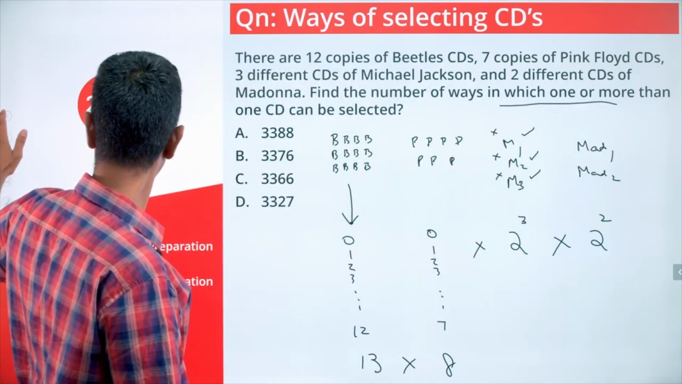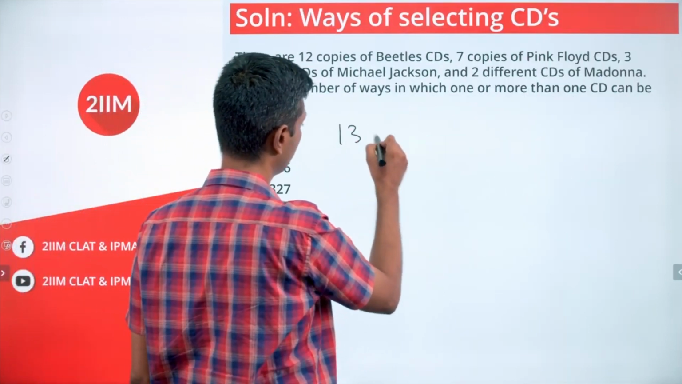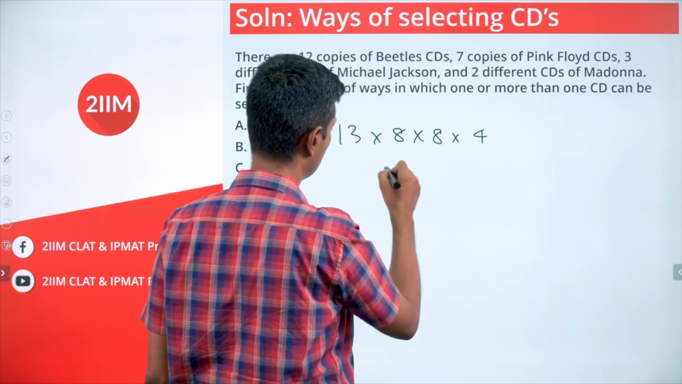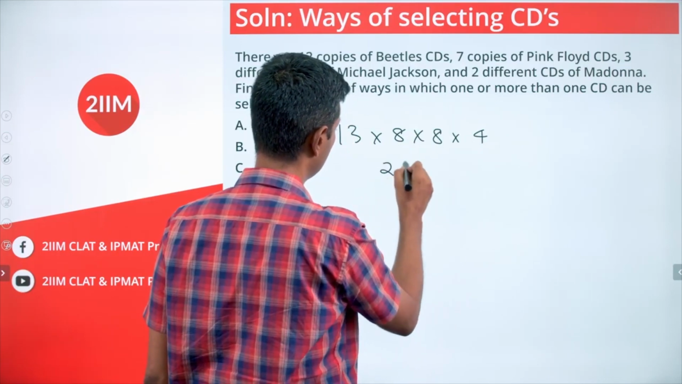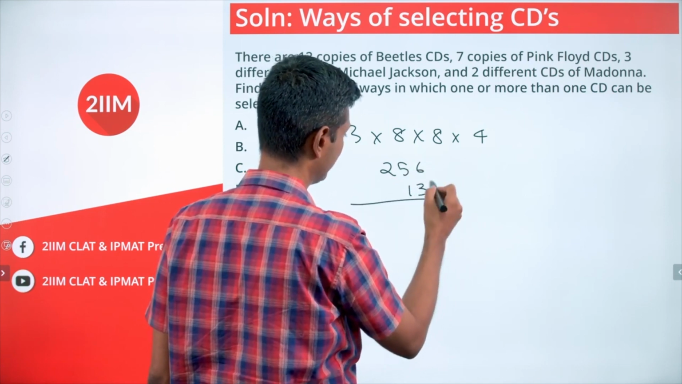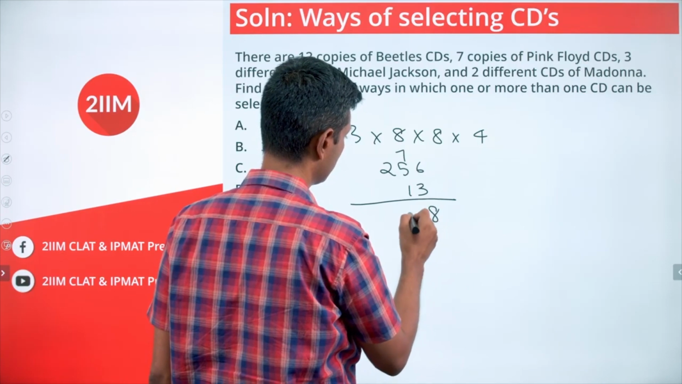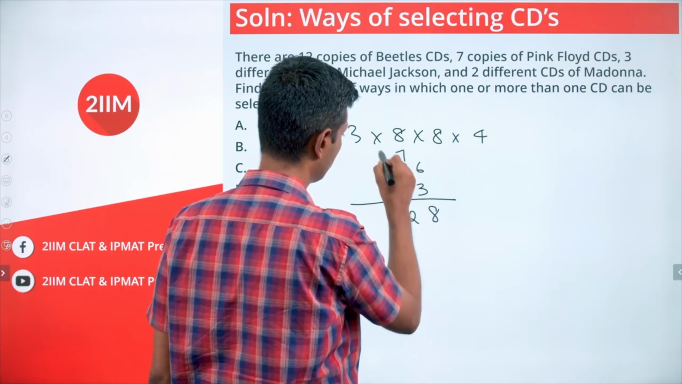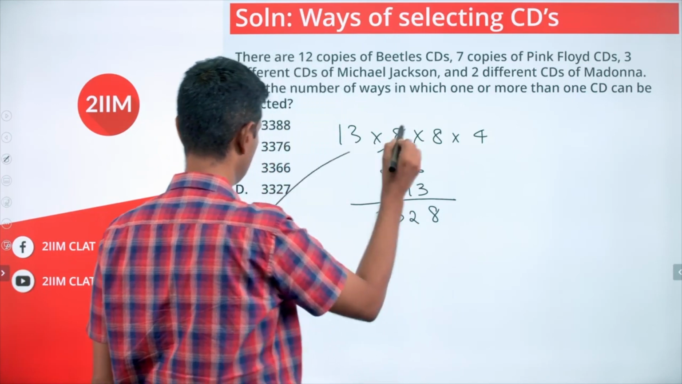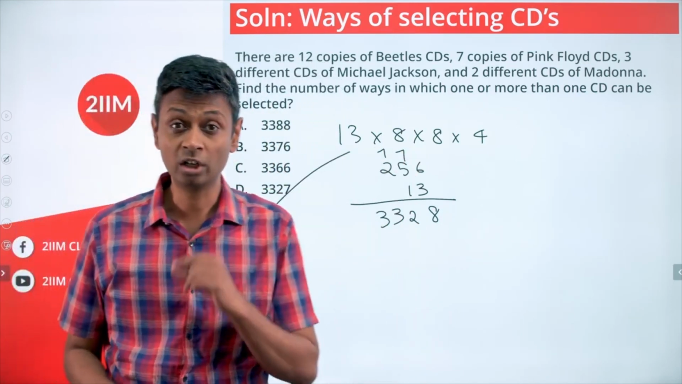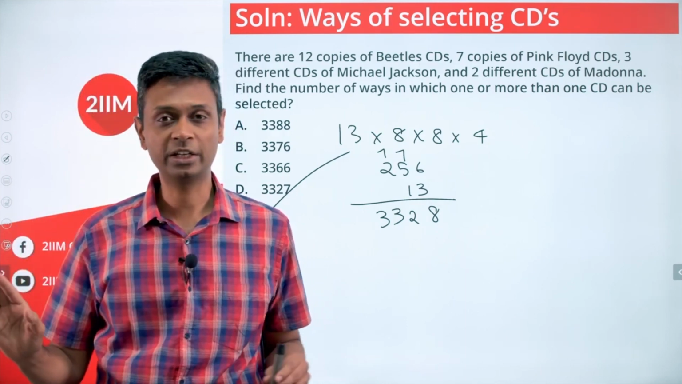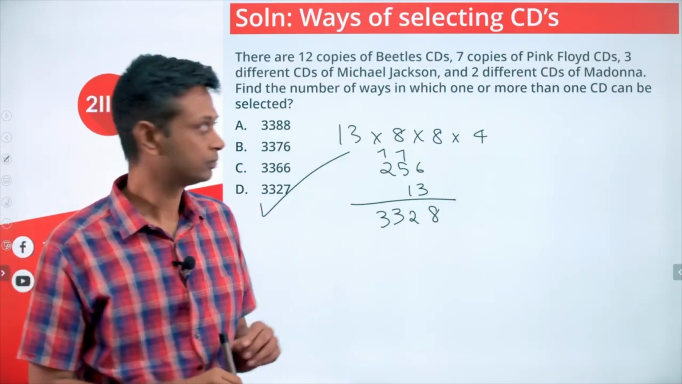Or we're looking for 13 into 8 into 8 into 4. 64 into 4. So 256 into 13 minus 1. 13 6 is 78, 8 7, 65 plus 7, 72, 2 7, 26 plus 7, 3328 minus 1, 3327. We subtract that 1 because this will include the possibility that nothing at all is selected, which we can't include. Subtract that 1 in the end, we're good to go.